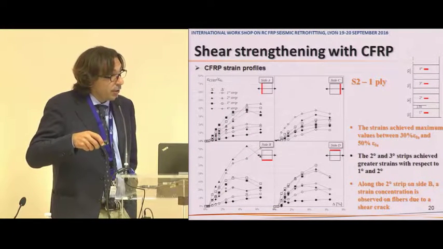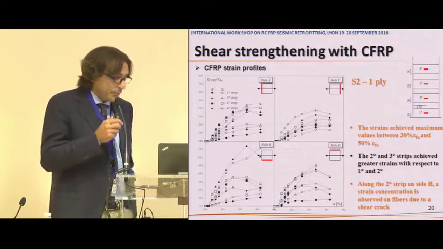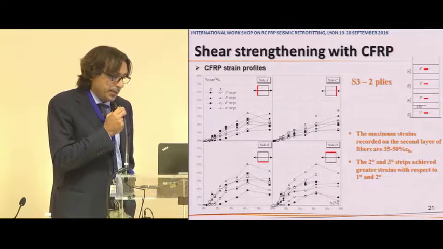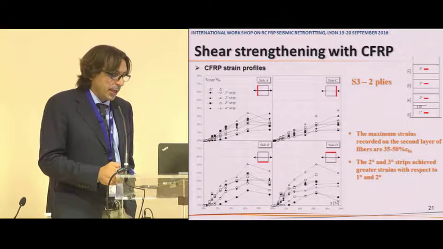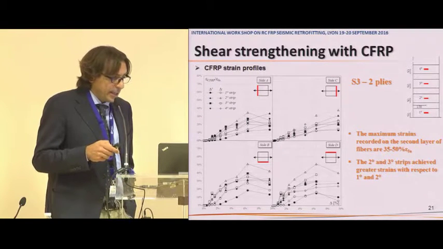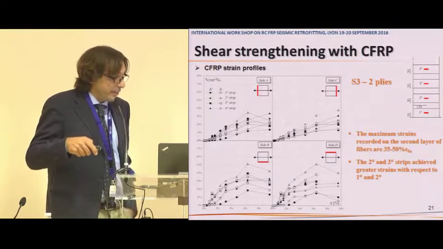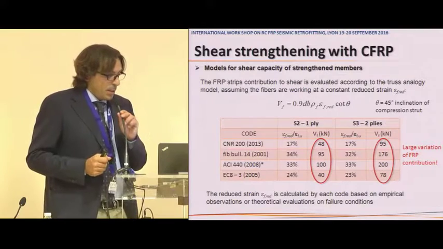The maximum strains were achieved on the second and third layer of FRP, and the maximum strains were recorded on these sides. Exactly more or less the same thing for specimen S3, which was strengthened with two plies of carbon fibers, and again the maximum values were in the range of 35-50% with respect to the ultimate strain.